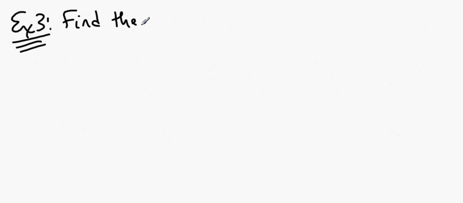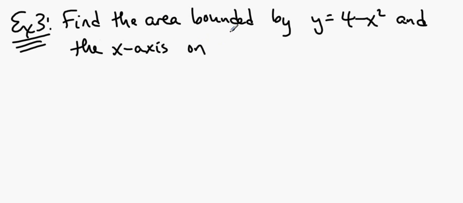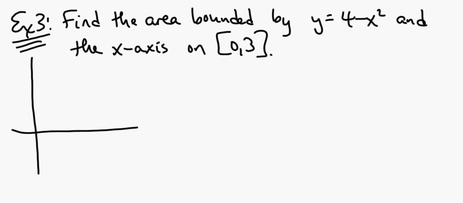Want to find the area bounded by y equals 4 minus x squared and the x-axis on 0 to 3. No problem. Well, sort of a problem. Because that's 2.